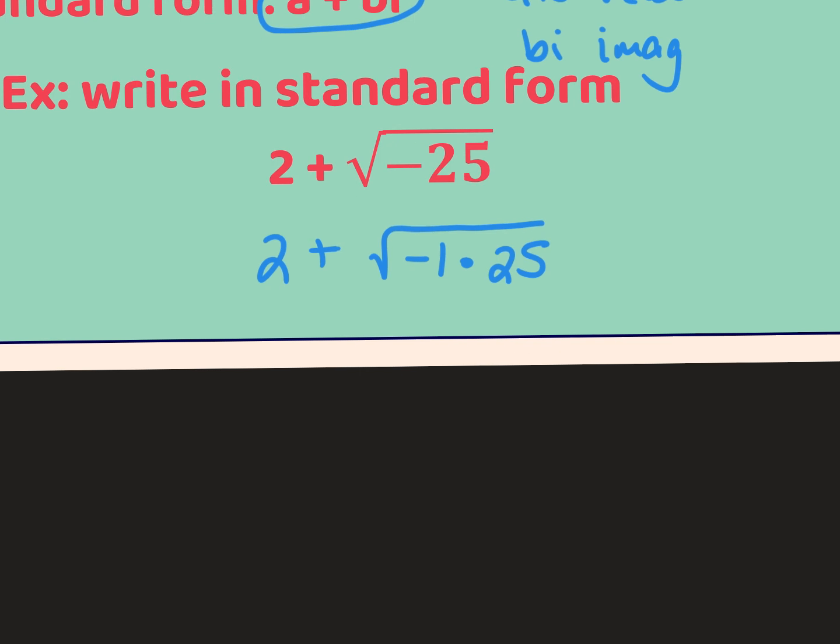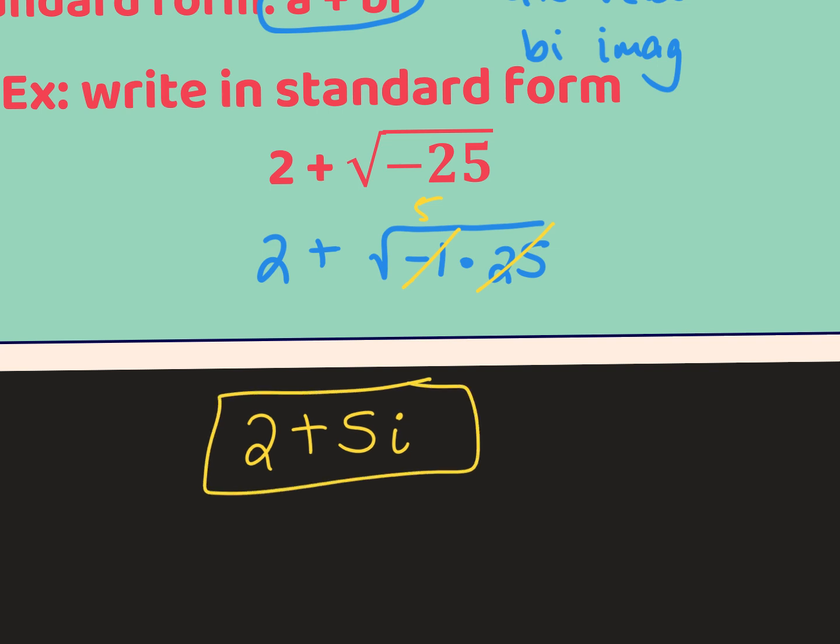So the way that you should look at it is you have your 2 plus, what is the square root of 25? 5, so that comes out, right? What is the square root of -1? i. That is your answer. If you do not include the i, it's like super duper majorly wrong. So make sure you guys are just paying attention.